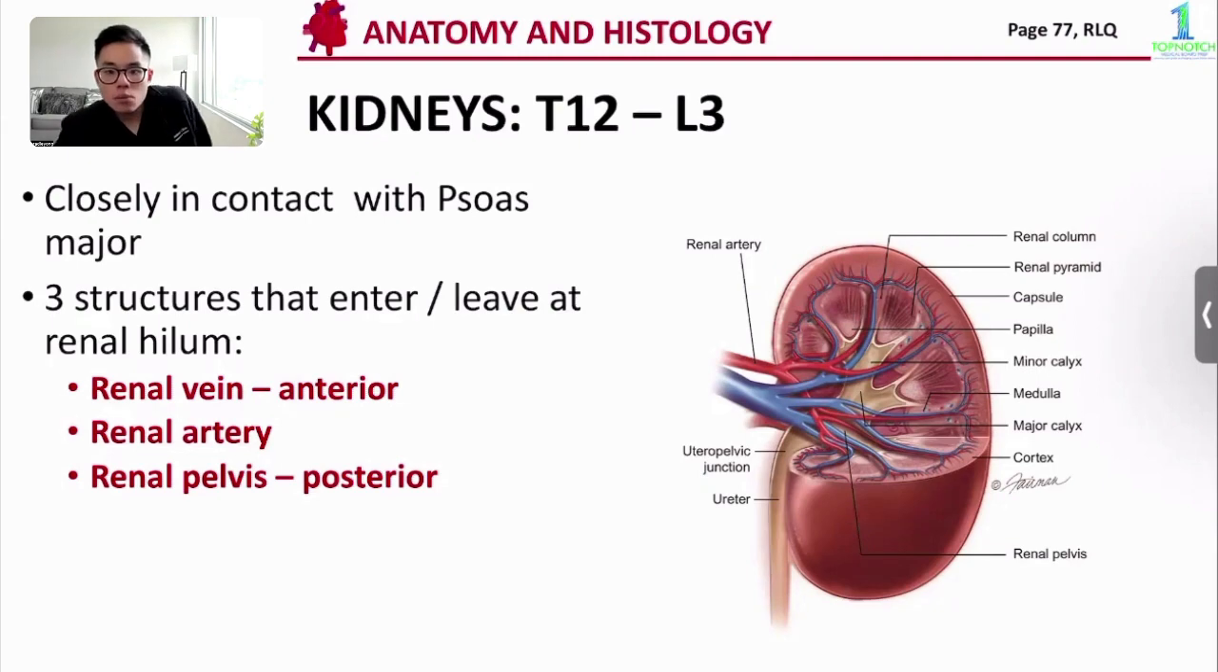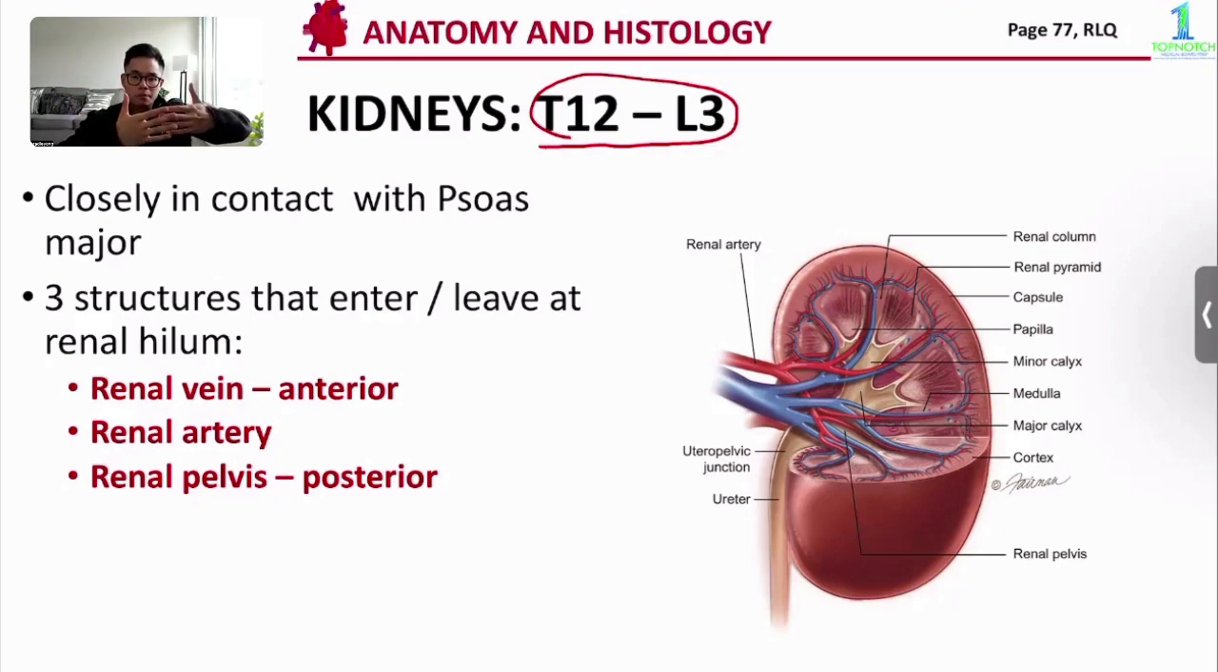Now we move on to the kidneys. Anatomically, they are found at T12 to L3, and are closely in contact with your psoas major. There are three structures that enter and leave the hilum, and they love asking about the anatomical arrangement: the renal vein is the most anterior, then the renal artery, and then the renal pelvis, or the start of the ureter, at the most posterior area.